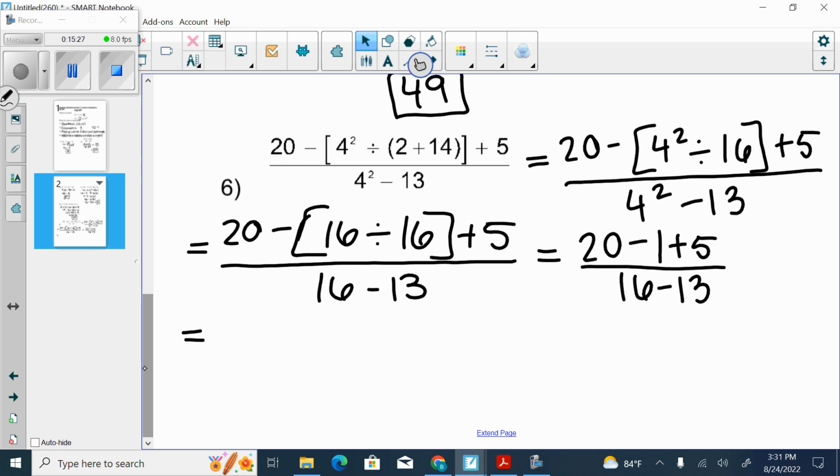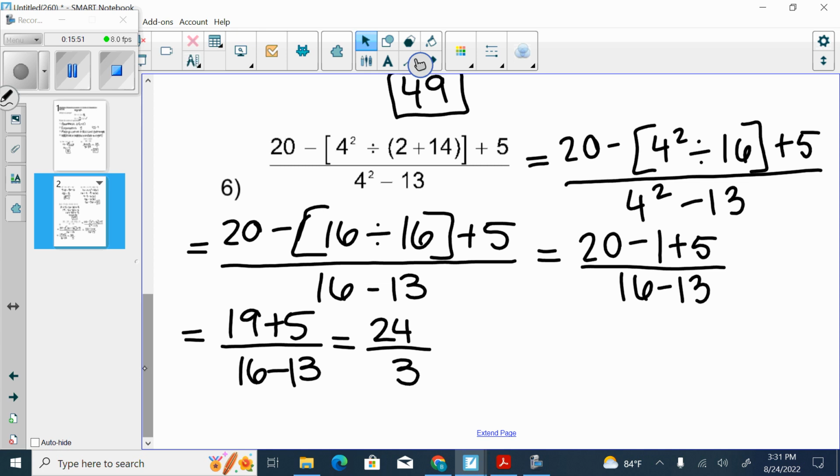20 minus 1? Good. I got 19 plus 5 over 16 minus 13. Alright, what is 19 plus 5? Good. And in the bottom, what is 16 minus 3? Okay, so now we're left with 24 over 3, which that bar is division, right? What is 24 divided by 3? Perfect.